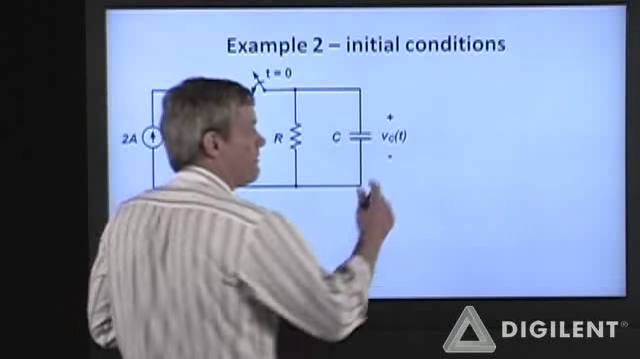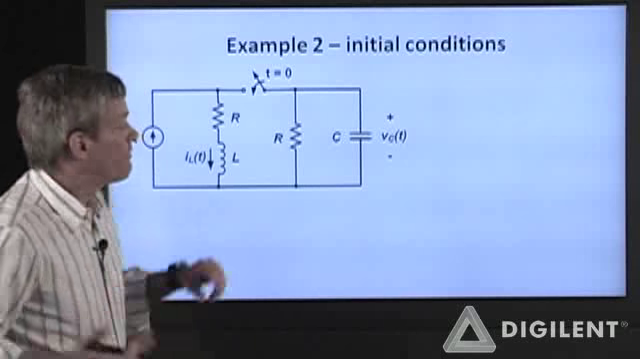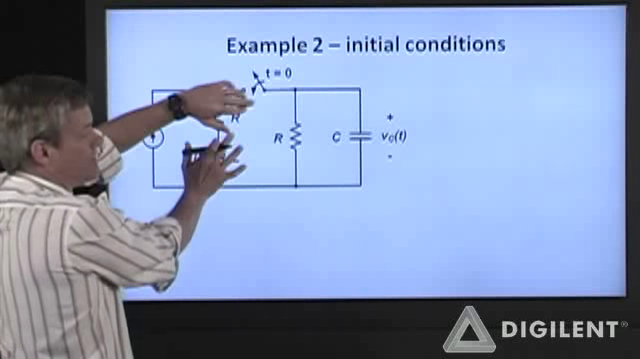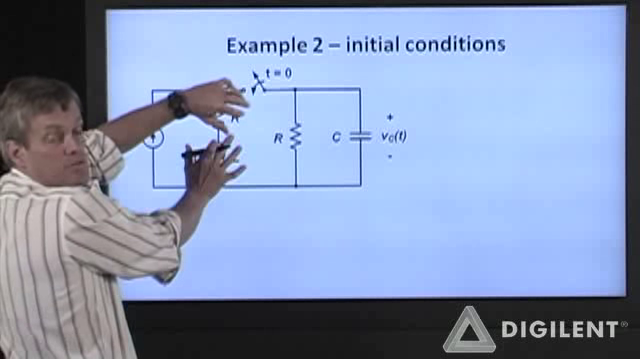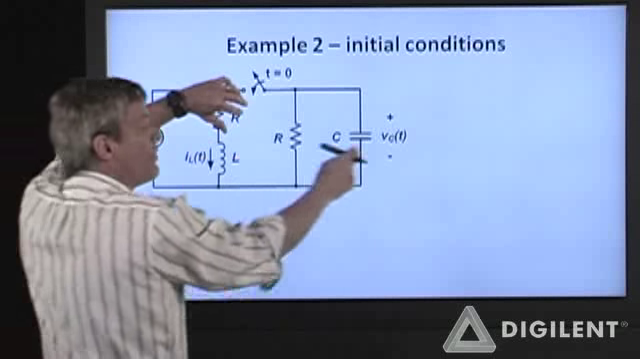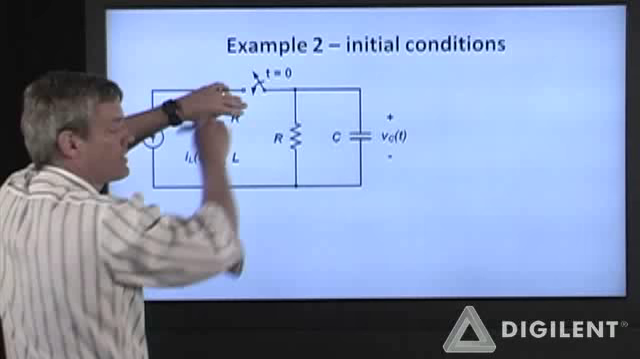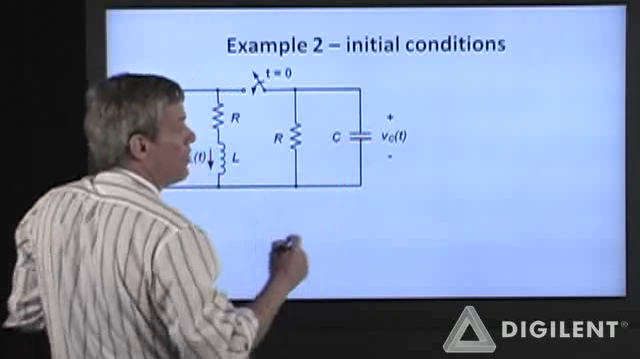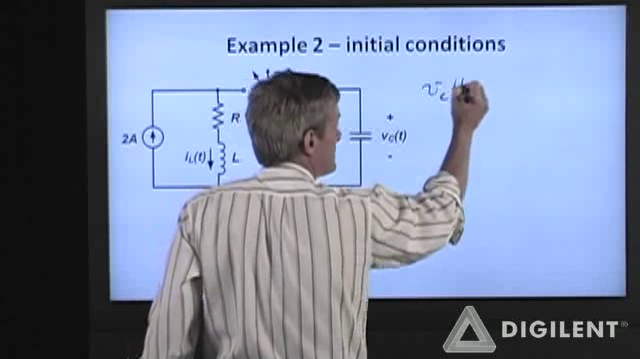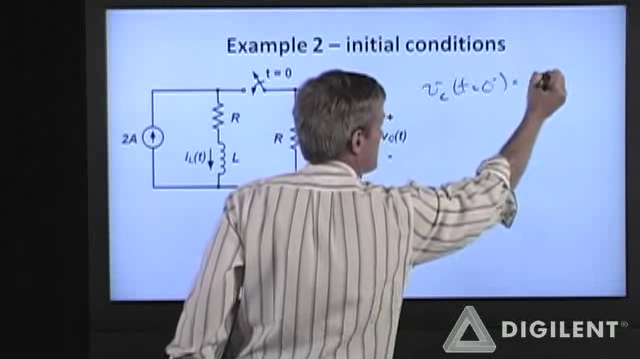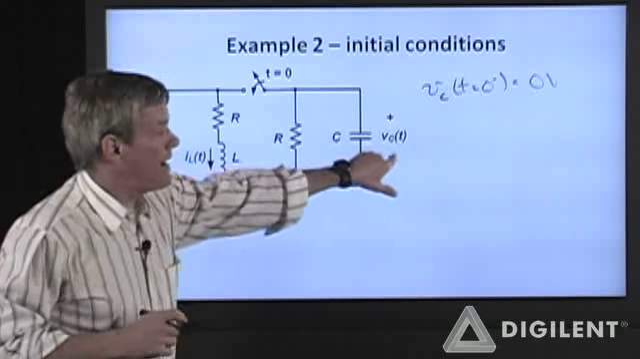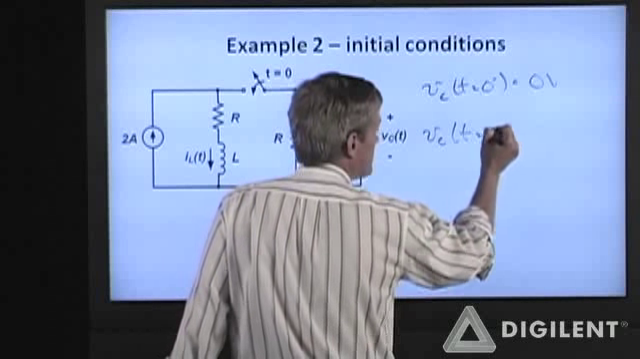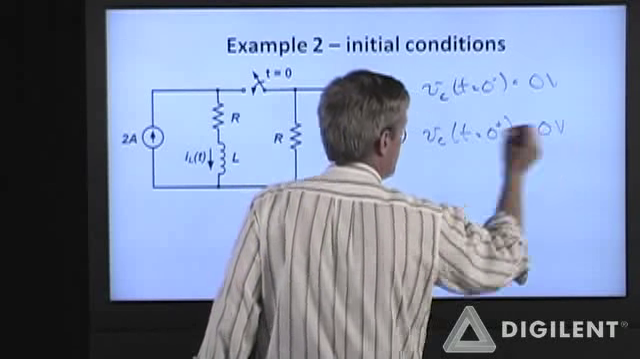So first, let's look at V sub c of t. For t less than 0, this switch is open. The capacitor doesn't see any source terms. So this initial voltage, as long as this switch has been open for a long time, is going to be 0. So V sub c at t equals 0 minus is equal to 0 volts. We know that capacitor voltages cannot change suddenly, so V sub c at t equals 0 plus is also 0 volts.